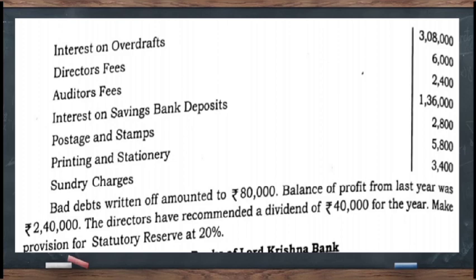Directors fees, 6,000. Auditors fees, 2,400. Interest on savings deposit, 1,36,000. Postage and stamps, 2,800. Printing and stationery, 5,800. Sundry charges, 3,400. Then in the paragraph it is given, bad debts written off amounting to rupees 80,000. Balance of profit from the last year was rupees 2,40,000. The directors have recommended a dividend of rupees 40,000 for the year. Then make provision for statutory reserve at 20%. These are the informations given here.